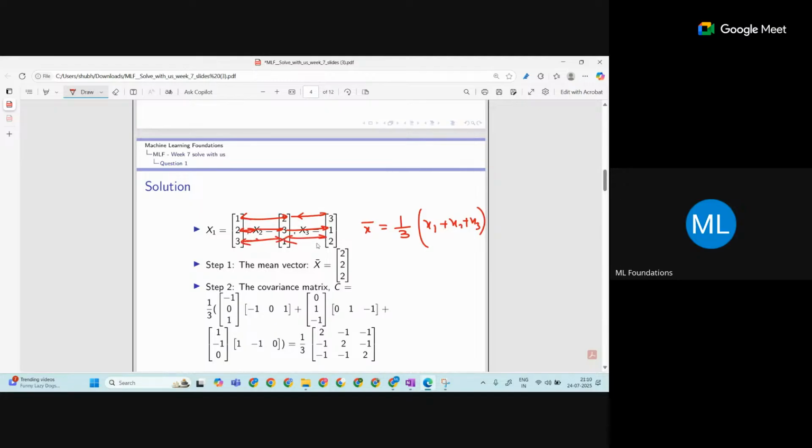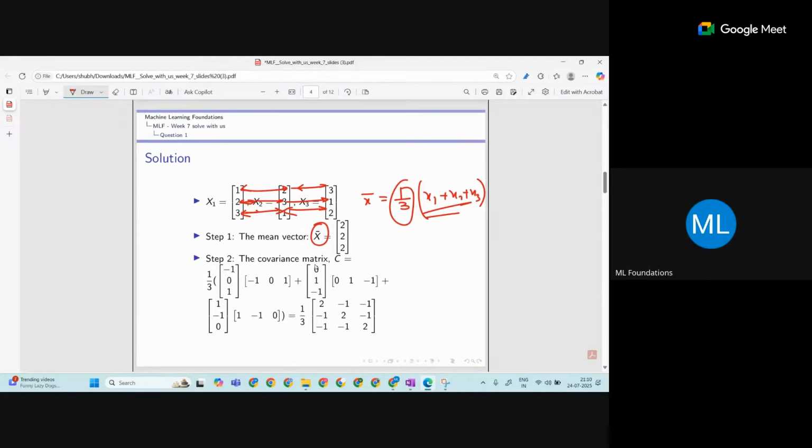That is what you know generally, because this is a column matrix. So if 1/3 is outside, that means you have to divide each entry by 3. If you do this, we'll get this column matrix. This is the vector we get, the mean vector. Vectors are nothing but the column matrices we generally say. So this is the mean vector we got. You can easily verify.